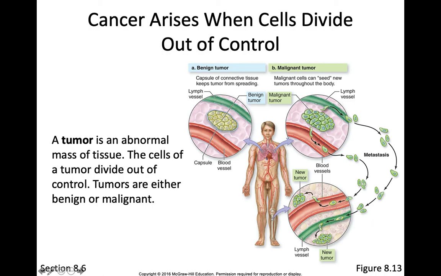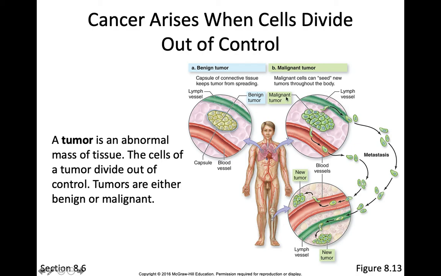And they can enter a blood vessel or the lymph system, anything like that, and they can take a ride anywhere along the body. Wherever the bloodstream goes, wherever the lymph stream goes, those cells can ride there with it. Then somewhere along the way, they can hop out of the bloodstream and start growing a new tumor somewhere other than where they originally started.